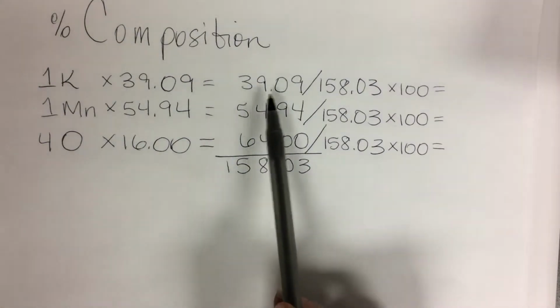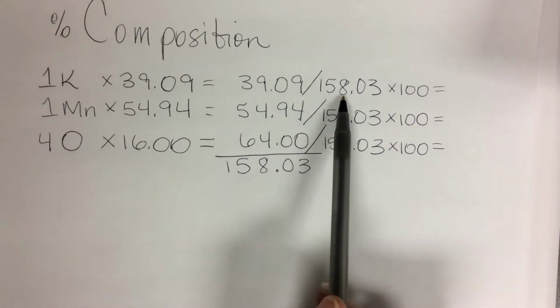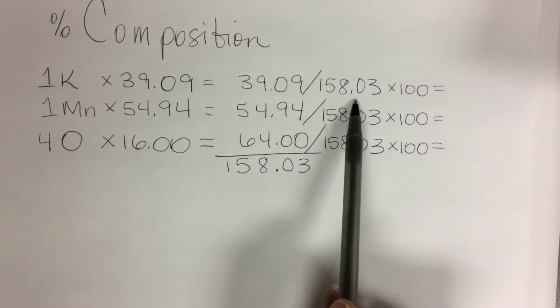How many sig figs are in 39.09? 4. And how many are in 158.03? 5. So are we going to keep 4 or 5? 4.